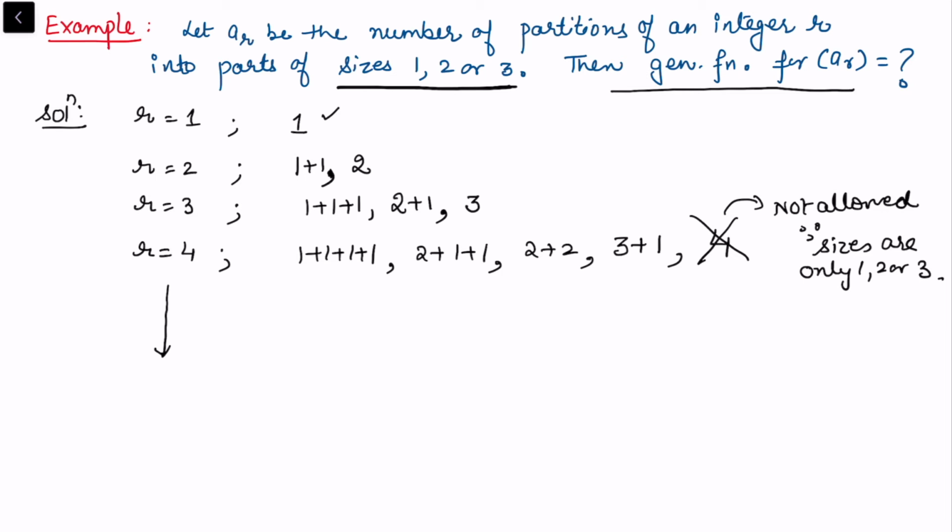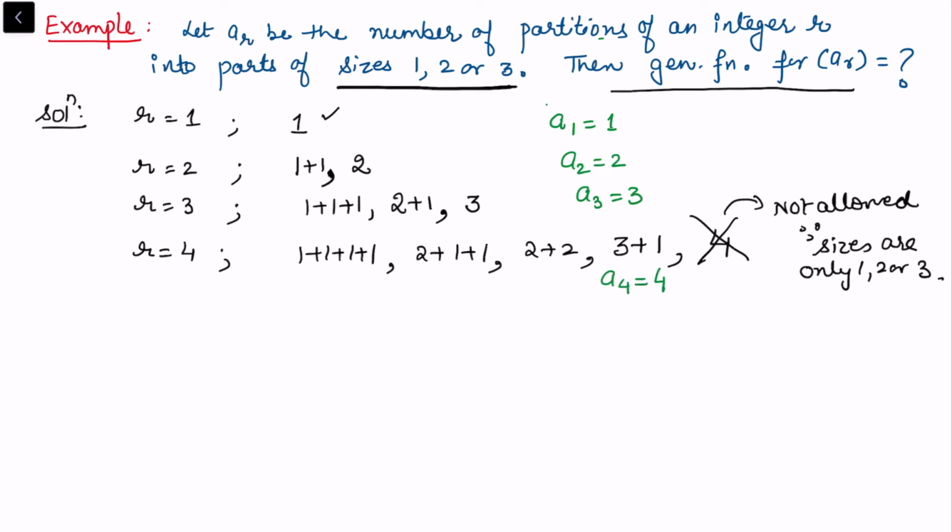Here, if I write this in the notation, so we can say A1 is equal to 1. A2 is equal to 2. The coefficient of x square is 2, and that coefficient of x square is the number of partitions of an integer R. A3 is 3, and here A4 is 4, not 5.